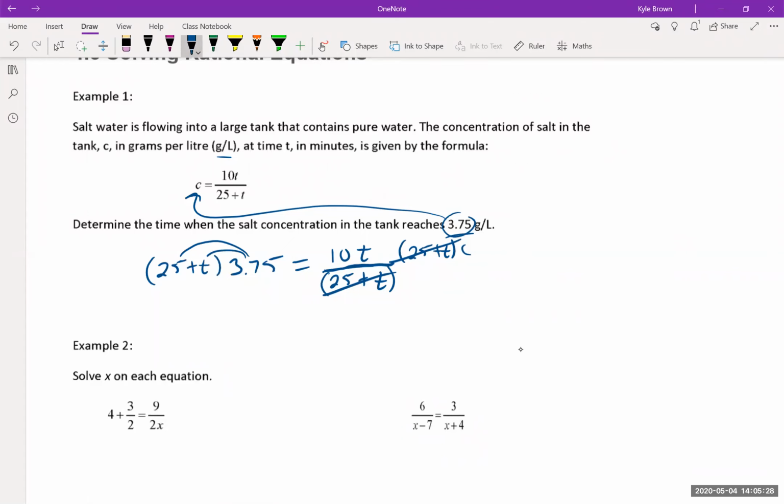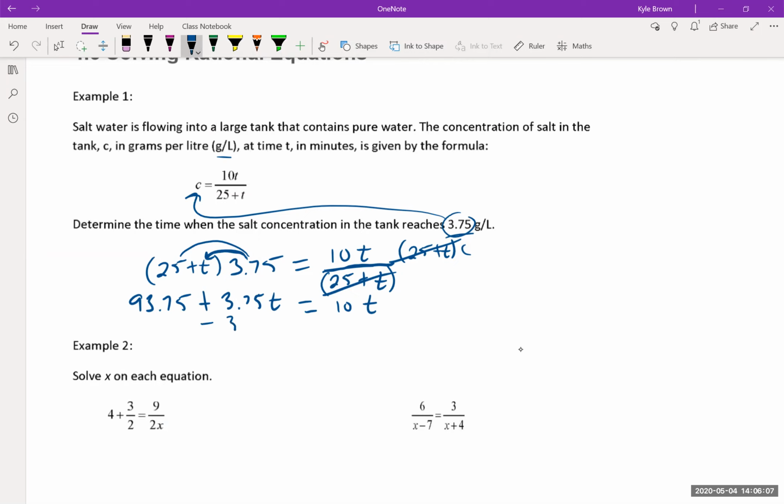So you'd go 3.75 times 25, so we'd get 93.75. And then plus 3.75 times t, which is just 3.75t. That's all you can do. And then is equal to, and all that's left over here is just 10t. Now I've got multiple terms with t in them. So generally the way we do this is we want to get all the t's on one side and all the constant numbers on the other. So that's what we'll do.